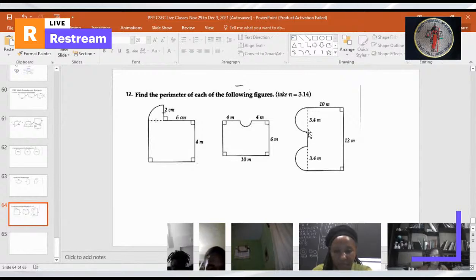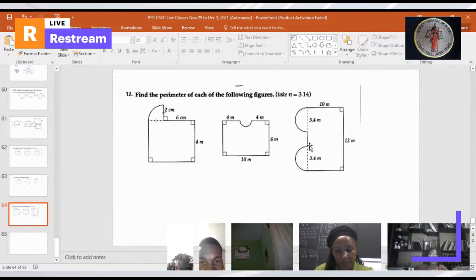Miss, you would add 3.4 and 3.4 and subtract them from 12. Yes, ma'am. So how much is this? Miss, 5.2. All right. Everybody see how we get that? So we add this and this and take it from the full 12. So the 5.2.